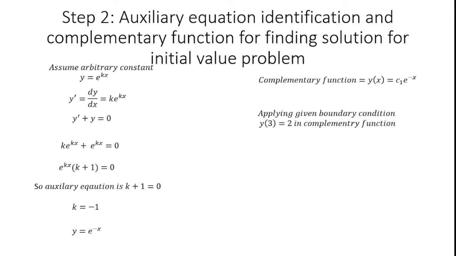In this problem, the boundary condition is y of 3 is equal to 2. Already I told you what the independent variable and the dependent variable are in the equation. The independent variable is x is equal to 3, and the dependent variable is y is equal to 2, which is the boundary condition available with our problem. Only one condition I have, so this problem is an initial value problem. Okay, so now from this boundary condition I can apply it to the complementary function, that is y of x is equal to c1 into e power minus x.